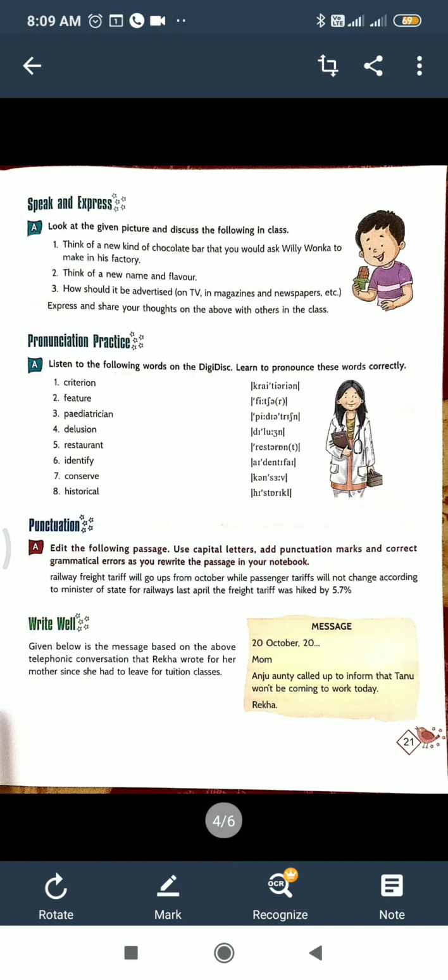After leaving 2 lines, on the left side you have to mention the date, and then whom you are writing the message to. Mom, Anju auntie called up to inform you that Tanu wouldn't be coming to work today. Rekha. Okay, what message? The same message. Here she has actually gone for tuition class, and this is the reason she has written a message about what Anju has just informed her. So the same thing you have to do here.